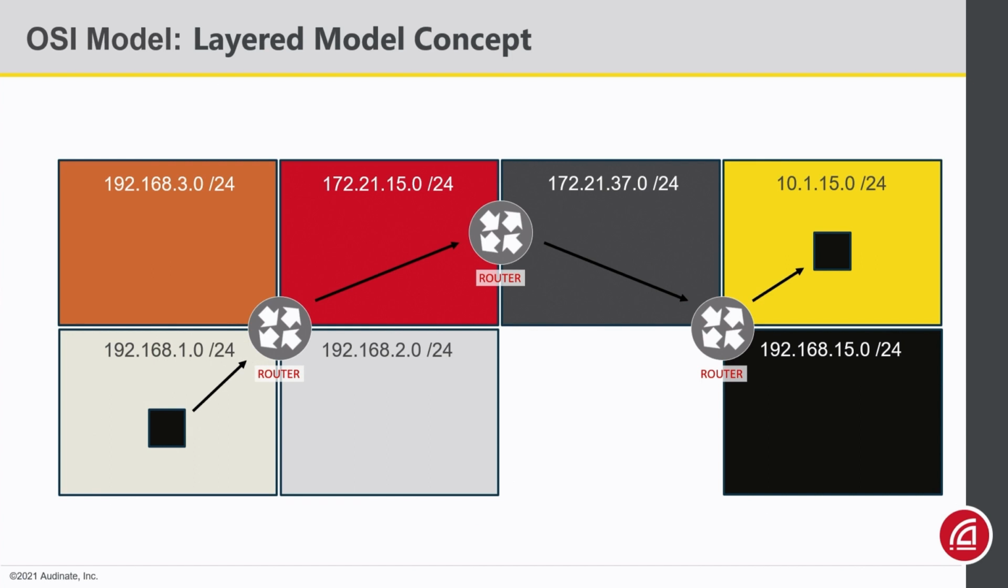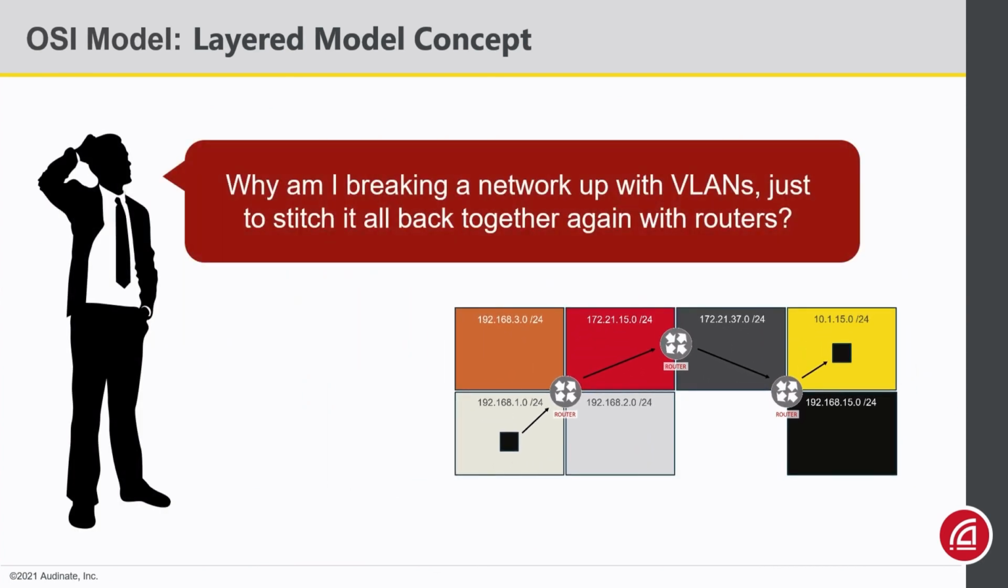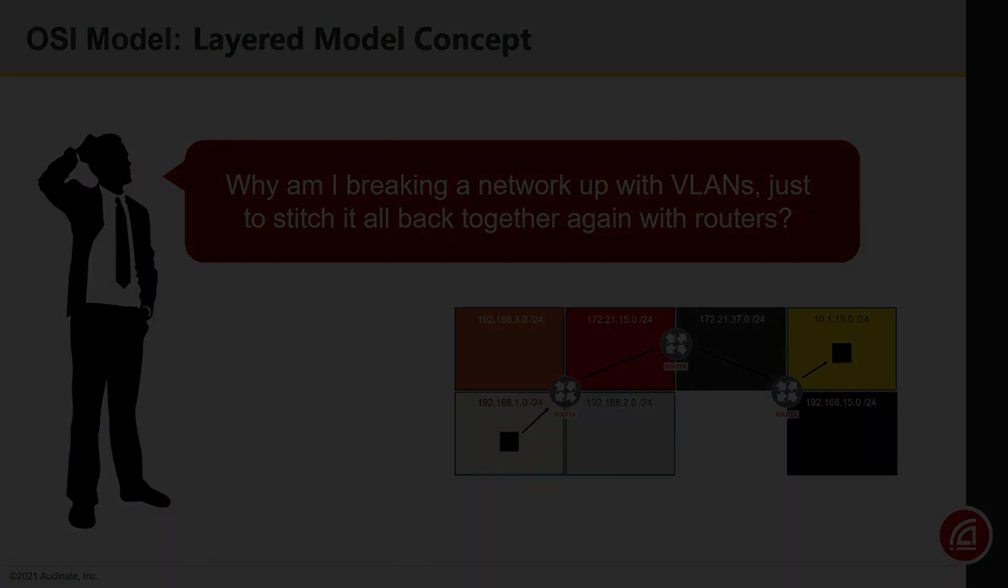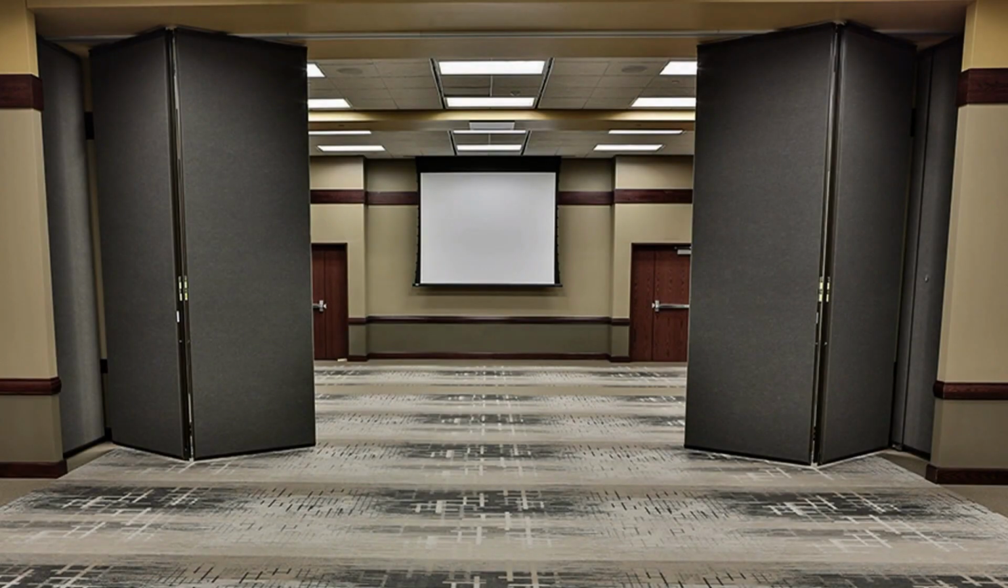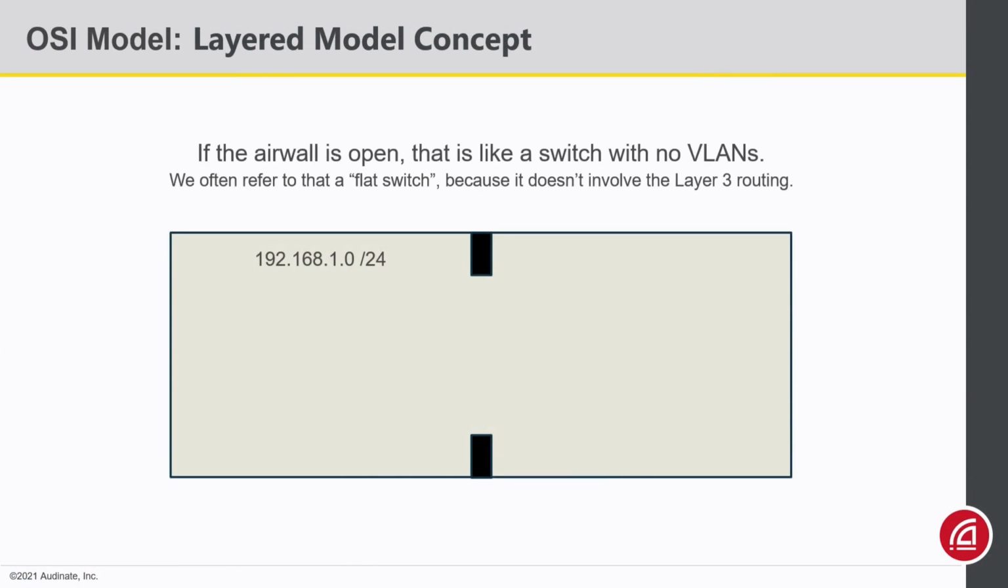So I remember when I first grasped this concept, I got how it worked, but then I had a thought. Why would I break a network into VLANs just to reconnect them with routers? It seemed like busy work, you know? So let's put this in terms that non-IT people might understand. In hotels, large offices, convention centers, and the like, you may come across meeting spaces with air walls. If you want a larger space, we remove the air walls. And if you want to break them up, then we move the air walls in. All right, so a switch with no VLANs would be the one big room.